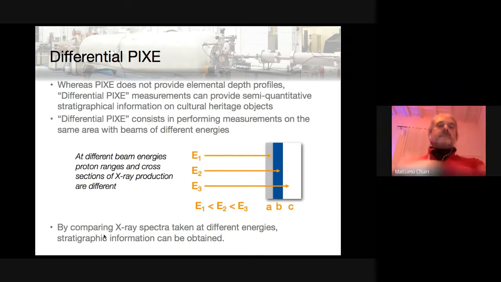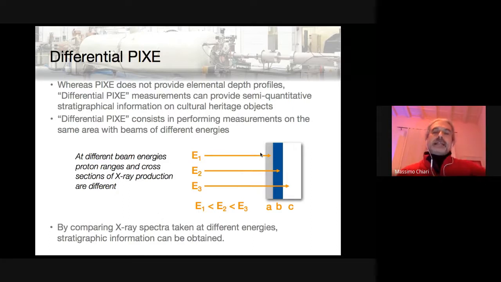Indeed, it is not true that PIXE cannot give you information about the depth layers in samples and that only EBS can give it. It is possible to retrieve the information about the layering in samples, for example paint layers, by performing what is called differential PIXE: repeating measurements on the same spot while changing some parameters of the PIXE measurement, for instance the proton beam energy.